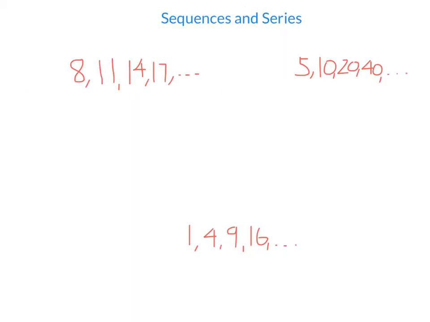So a sequence is just a list of numbers like this, this, or this. So these two first ones have special names. In this one here, you can see that each term is going up by 3. The way we write that recursively: the next term is equal to the previous term plus 3. This 3 here is called a common difference. The difference between successive terms is 3. 17 minus 14 is 3. 14 minus 11 is 3. 11 minus 8 is 3.